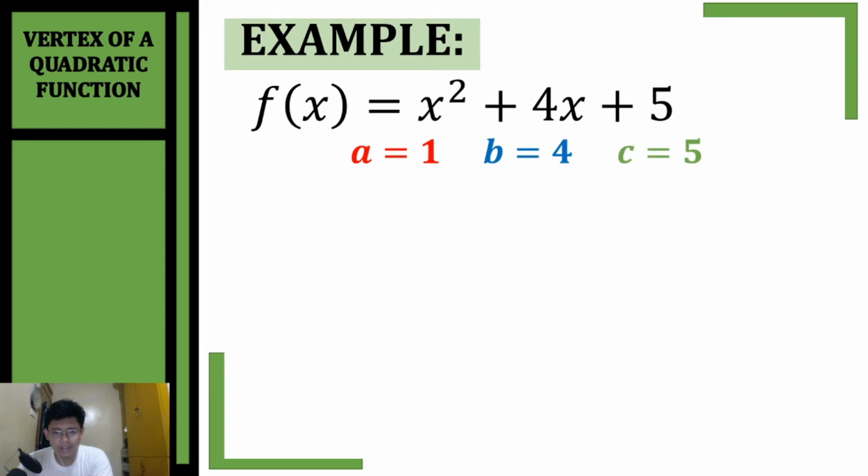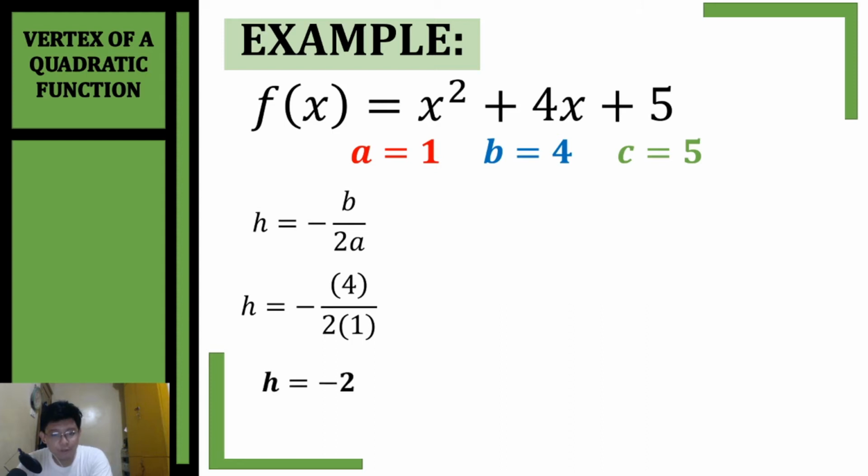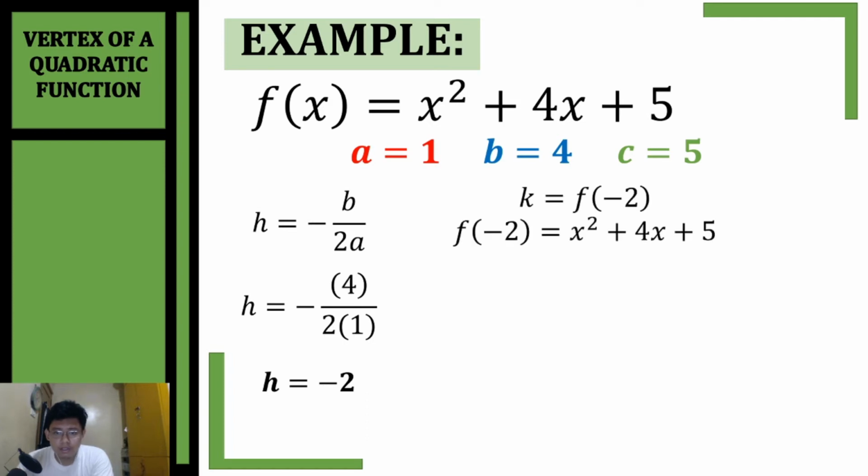To get our x coordinate, we will use the formula -b/2a. Let's substitute the values of b and a into our formula and simplify. So we will have -2. Now for our k, since we have an integer for our value of h, I will use the second formula, wherein I substitute -2 for all values of x in my original function. Replacing all values of x by -2 and simplifying, I can get the value of k.